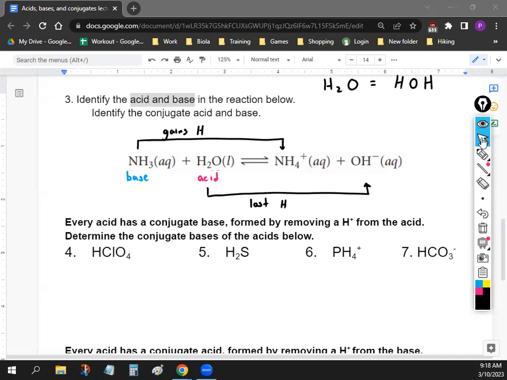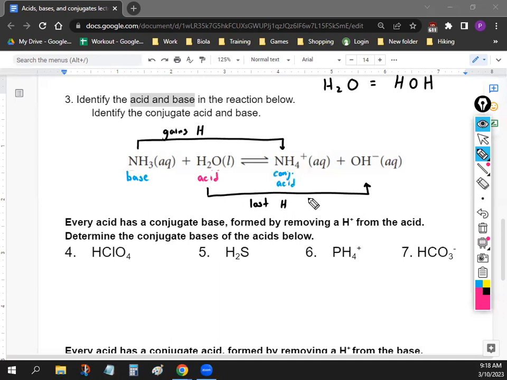Now let's talk about what the conjugate acid and the conjugate base are. So if you guys notice, this base gained a hydrogen, right? So that means on the other side of the equation, since it gained a hydrogen, this guy's also able to give away a hydrogen. So whatever the base turns into, we can call that the conjugate acid. Okay. So whatever chemical the base turns into, we call that the conjugate acid.